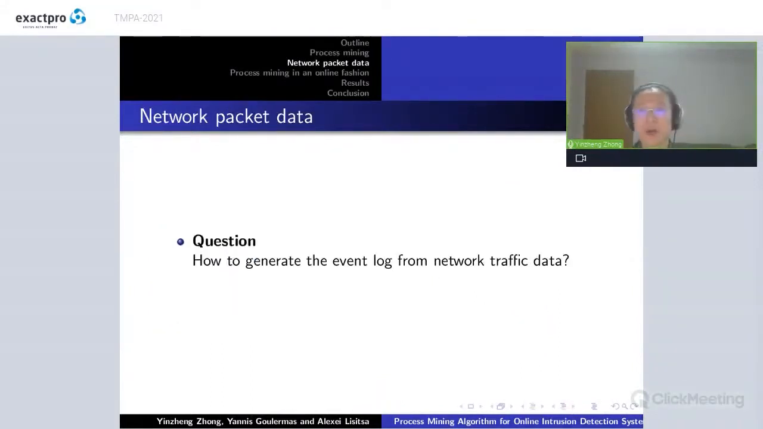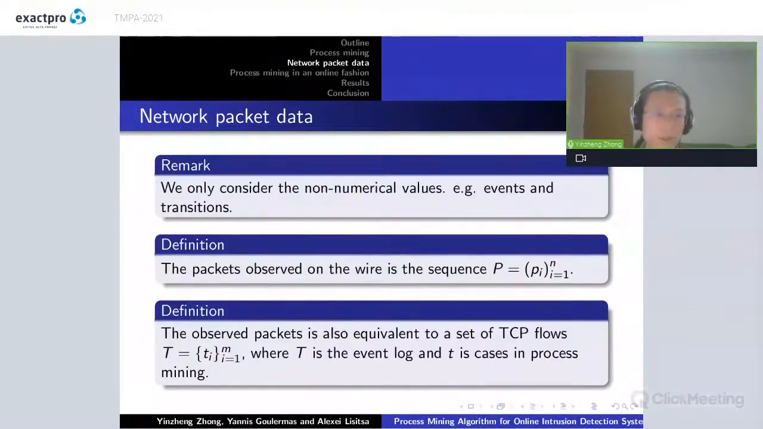So here's a question: how can we apply the process mining on network traffic data? First of all, we only keep the non-numerical values, like events and transitions, because this is what process mining handles. It's about processes, so we only keep non-numerical values. And the second step, we can define, because the network data is just a sequence of packets. Packet here in the notation we use P, so it's just a sequence of packets.